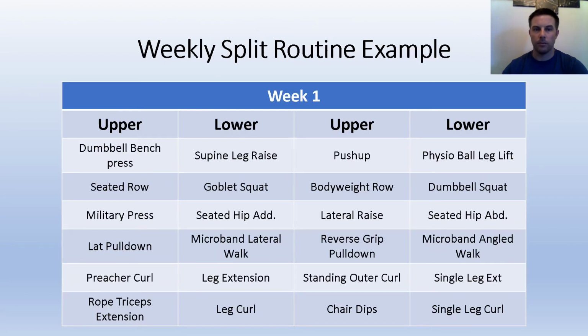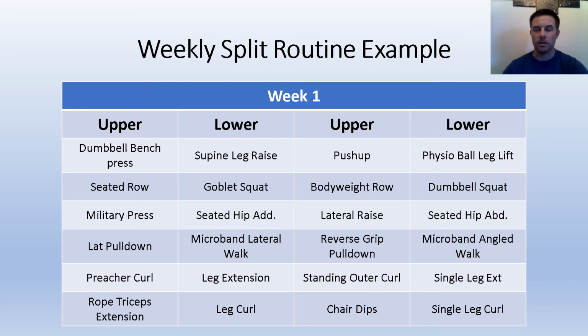This is an example of a weekly split routine. You can use this for paired exercises between the upper body and lower body. For the upper, I have a dumbbell press with a seated row, a military press with the opposite, the lat pull down, and a preacher curl for the bicep with a rope extension for the triceps, similar to the previous slide. For the lower, supine leg raise, goblet squat, seated adduction, micro band lateral walk, leg extension, and leg curls.